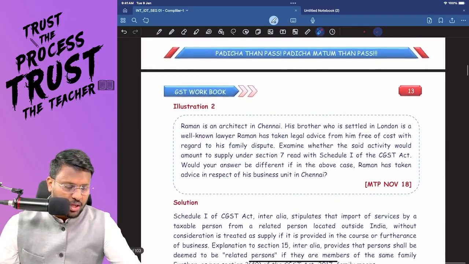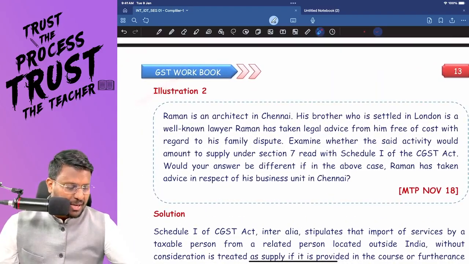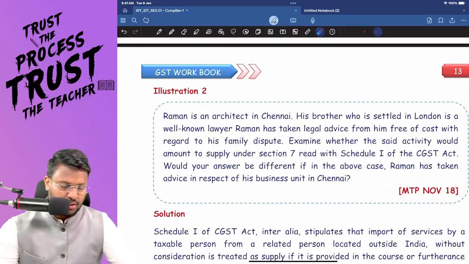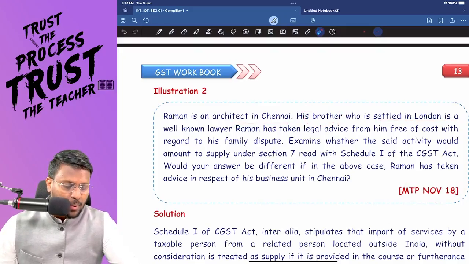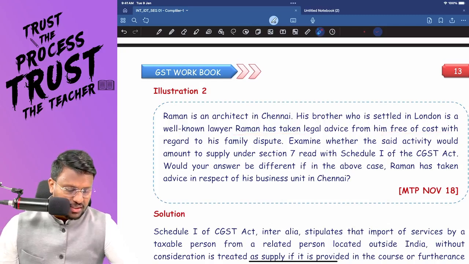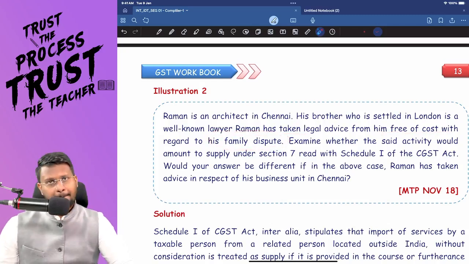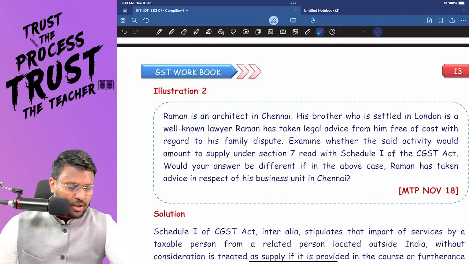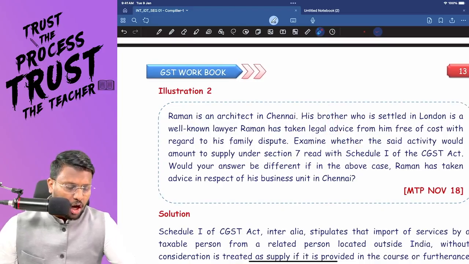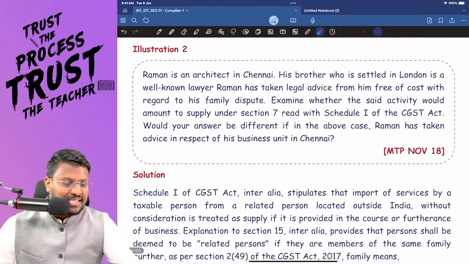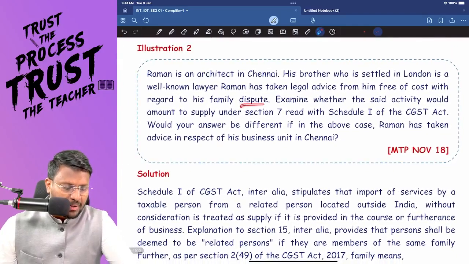Coming to illustration number 2, shall we? This is a past MTP November 2018 question. Raman is an architect in Chennai. His brother, who is settled in London, is a well-known lawyer. Raman has taken legal services free of cost with regard to his what dispute? First of all, his brother is not at all a related person, point number 1. Number 2, it is not in the course or furtherance of business, it is for a family dispute. Examine whether the said activity would amount to supply under section 7.